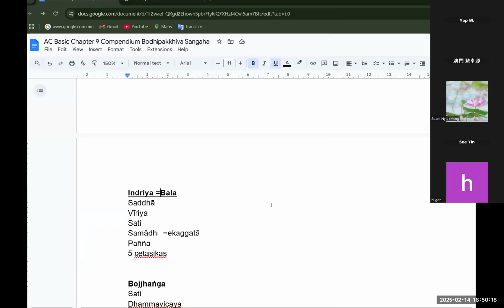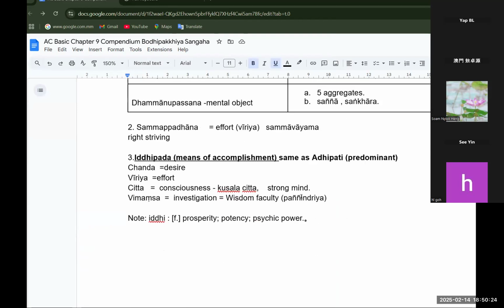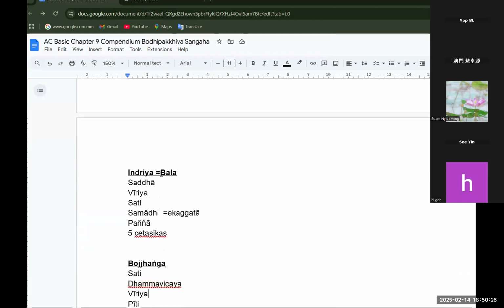So always come back to the Cetasika. In fact, Saddha, Viriya, Sati, Samadhi, Panna, all these are just five Cetasika. So remember always to refer back to Cetasika.